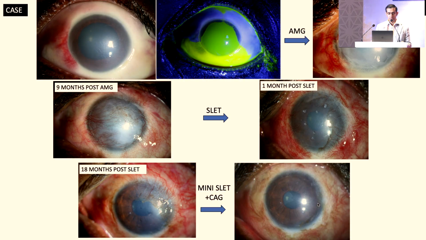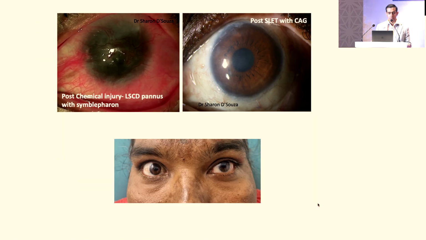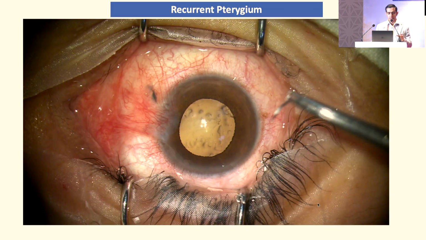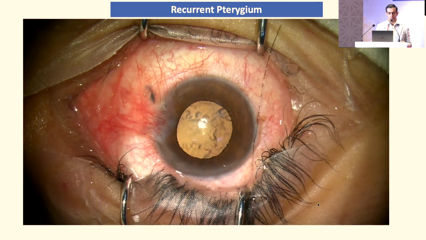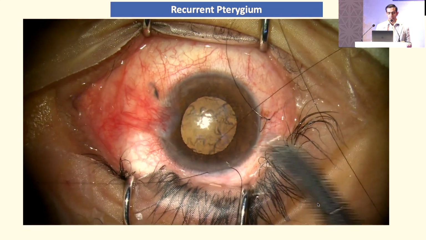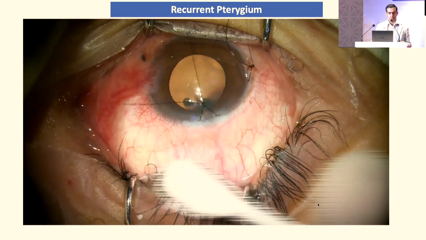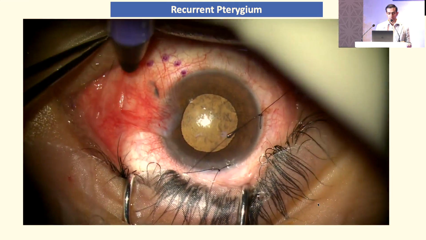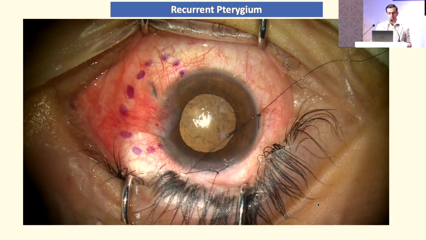So this is just to show how the SLET plus conjunctival autograft tends to clear up over a period of time, even in quite severe chemical injuries. The last video I'm showing is that of a recurrent pterygium. You can see that pterygium tissue has come back. We are using anchoring sutures just to help us move the globe. We are creating the conjunctival autograft on the temporal side.